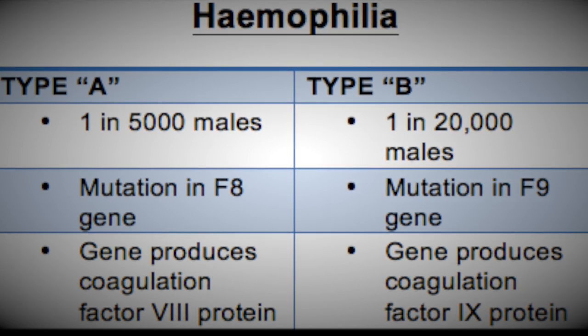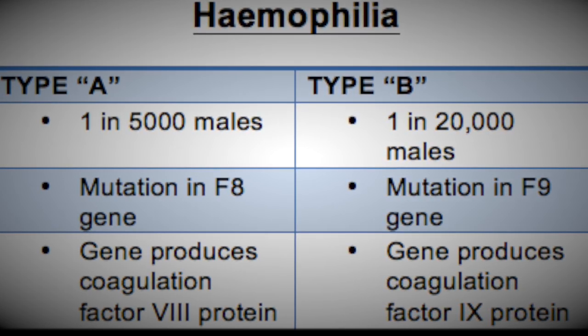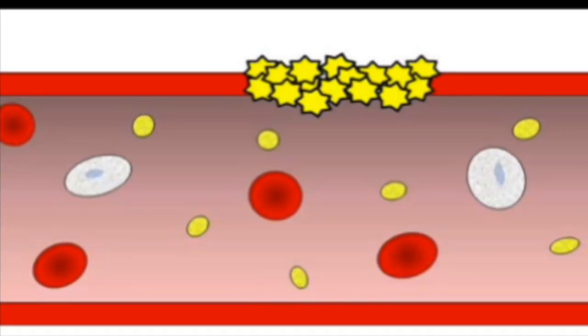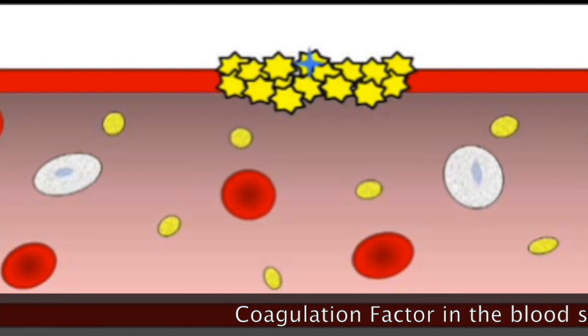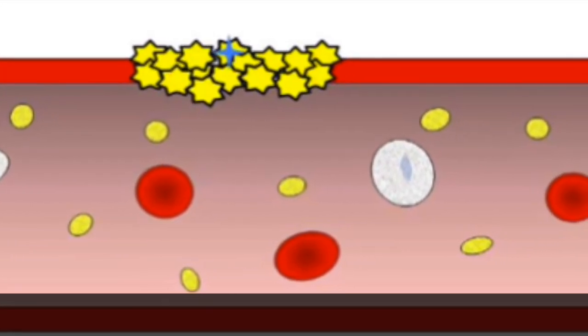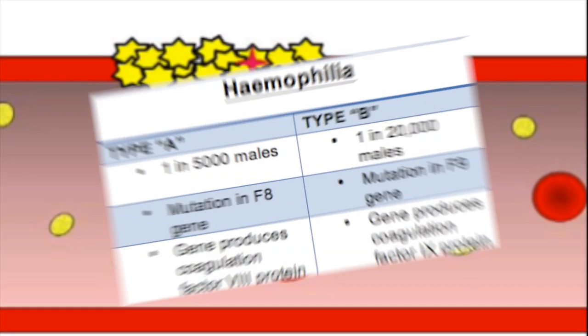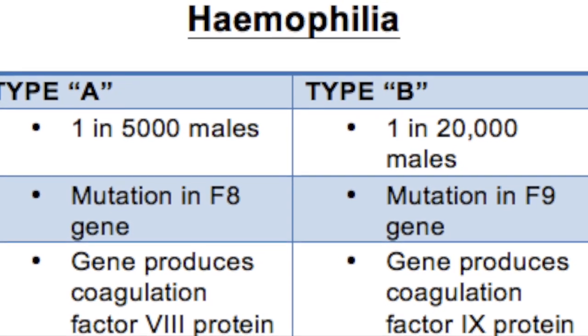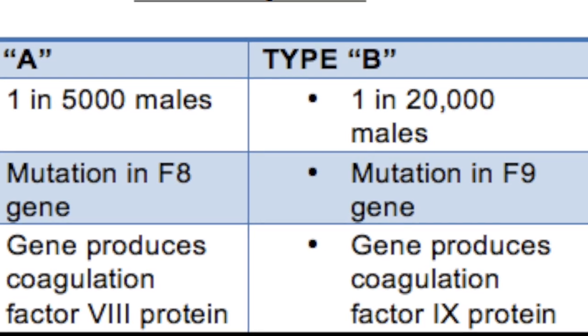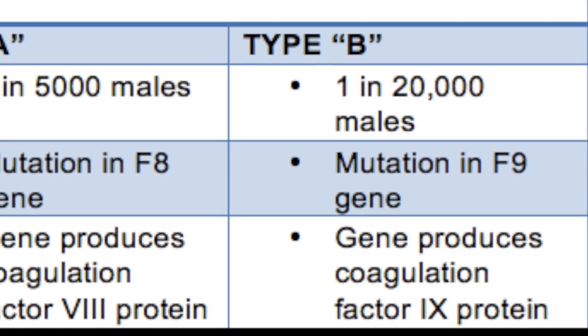Haemophilia B is much the same type of mutation, however it is less common, more serious, and is a defect of the F9 gene. The F9 gene is responsible for much the same protein production, however the protein is called coagulation factor 9. The second form of haemophilia is much rarer, with only 1 in 20,000 being affected.